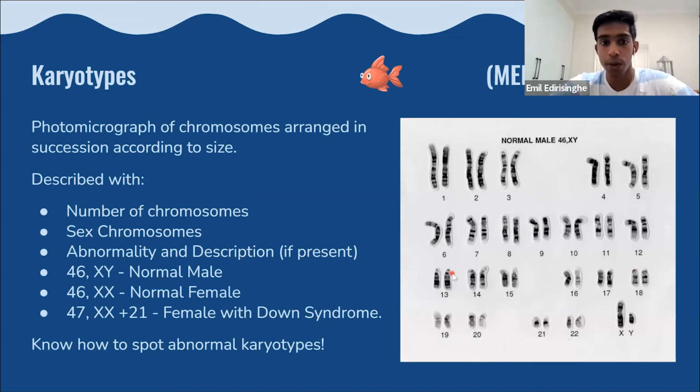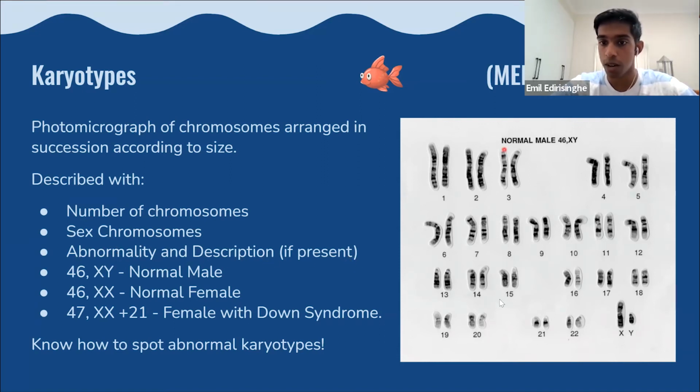Okay, so now we move on to karyotypes. Karyotypes are fairly important because they're a photomicrograph of chromosomes arranged in succession according to size. The way that karyotypes are described is by the number of chromosomes, the sex chromosomes, and any abnormalities or descriptions if they are present.